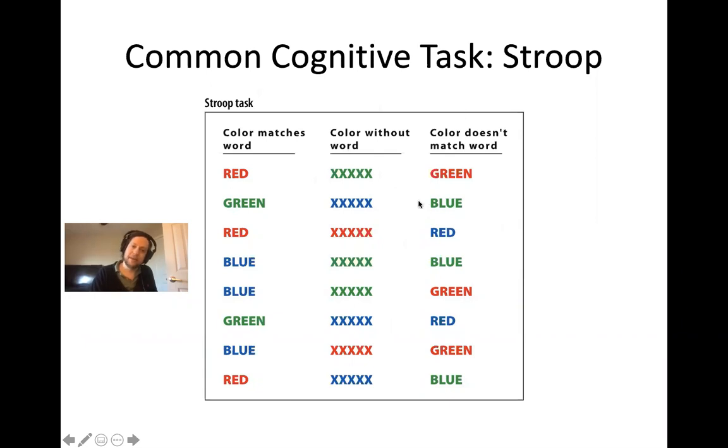And then finally, this is usually called the incongruent condition because the ink color is different than what the word says. So here we have red ink, red letters that spell the word green, green ink, which spells the word blue, blue ink that spells the word red. You get the point. Incongruent here: the color of the ink is different than what the word says.